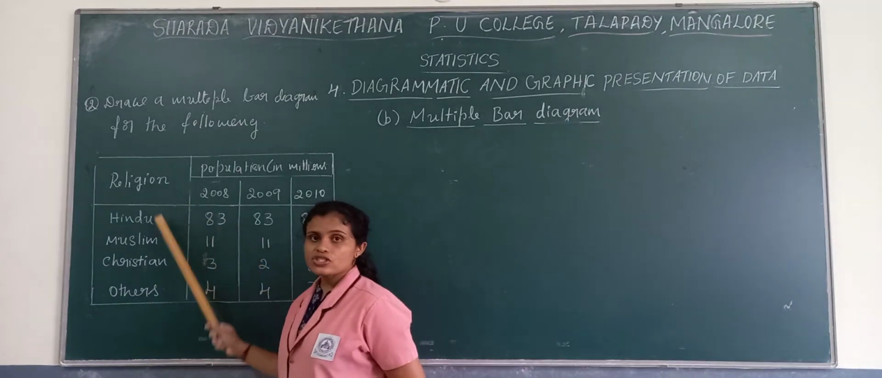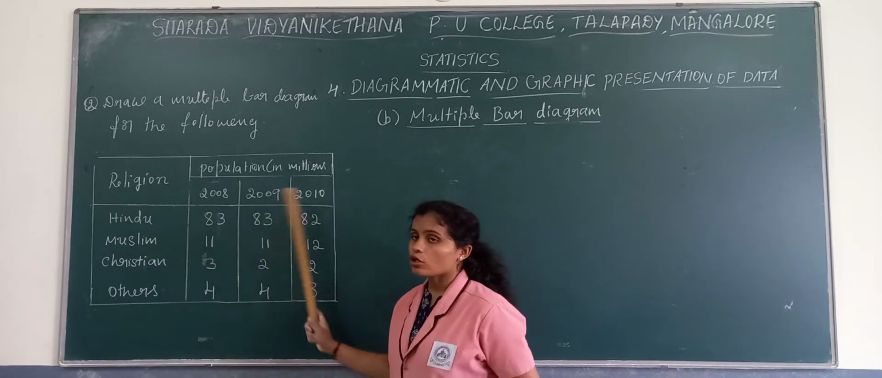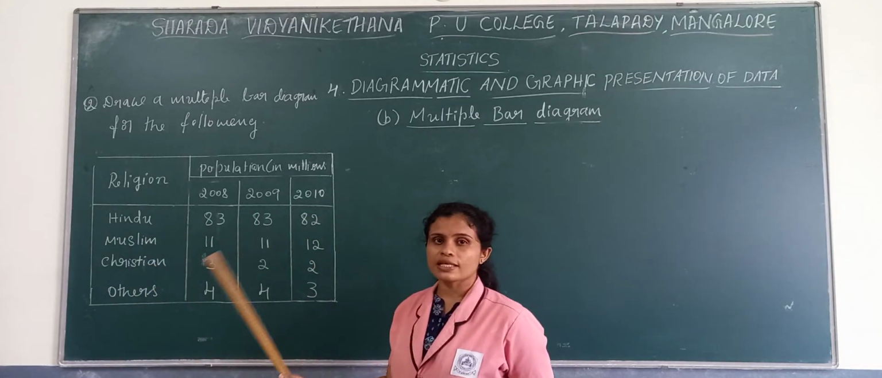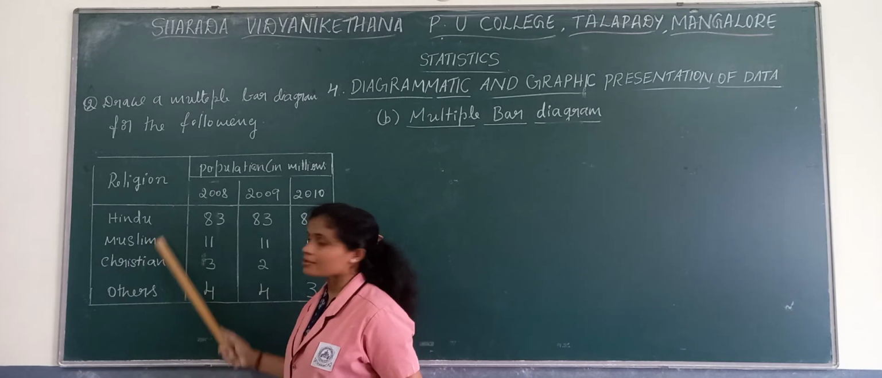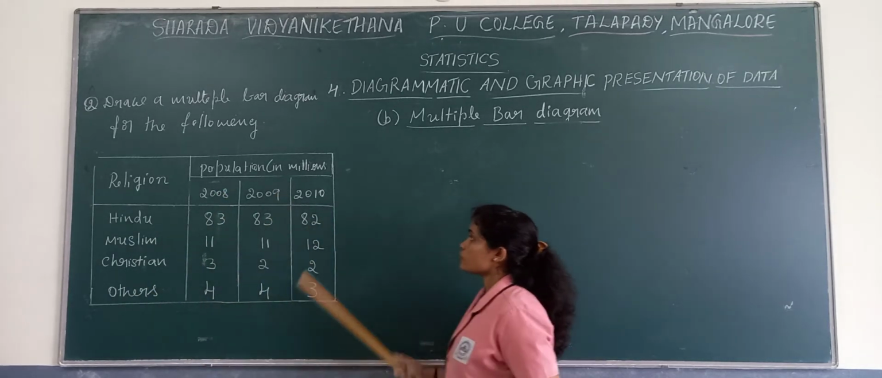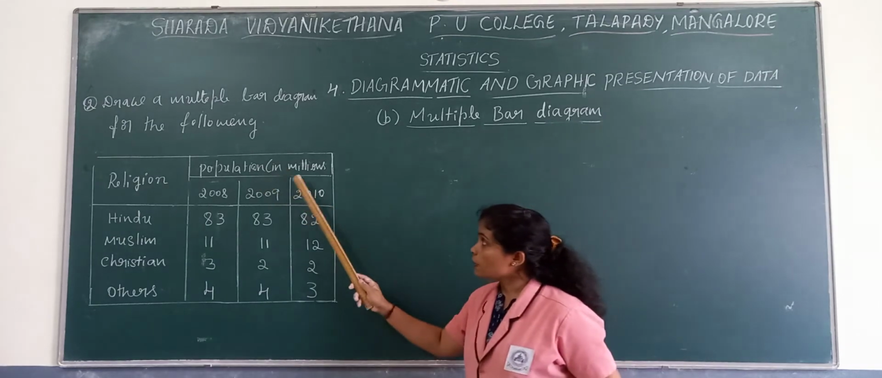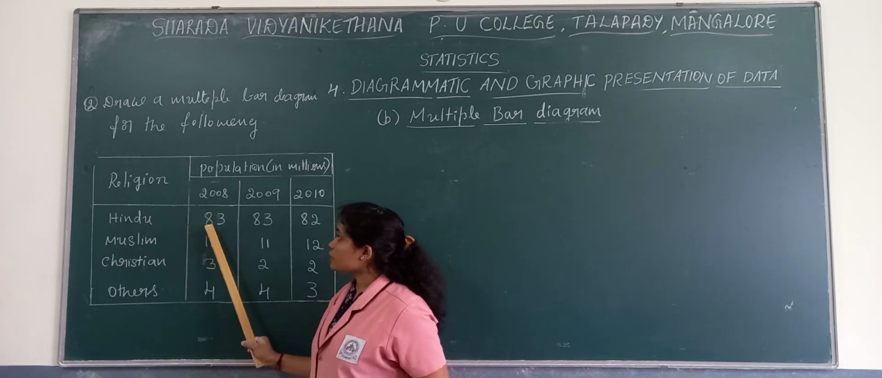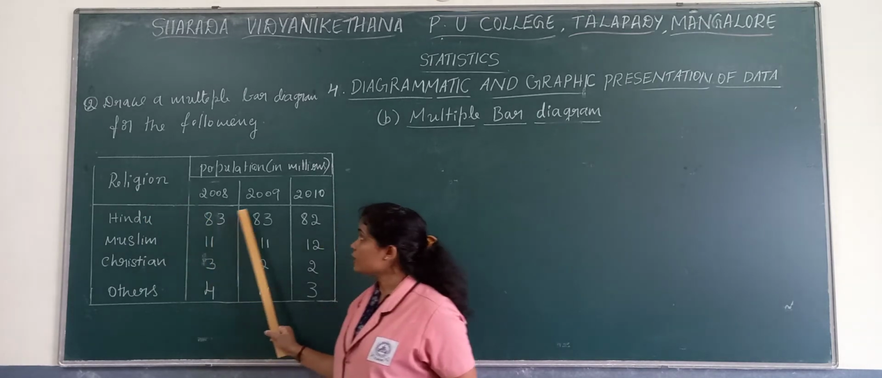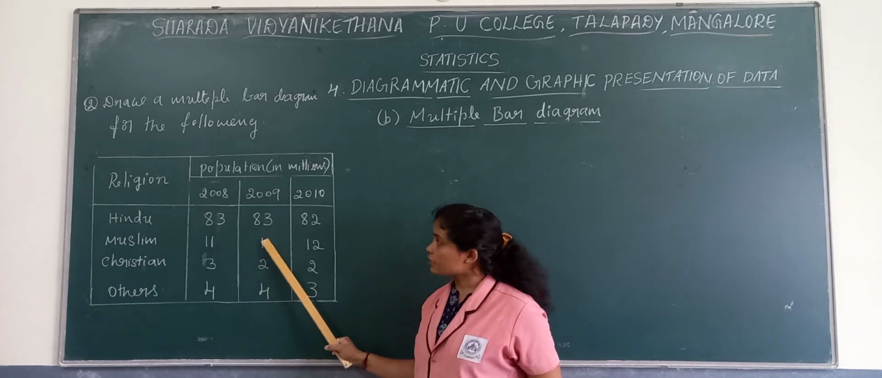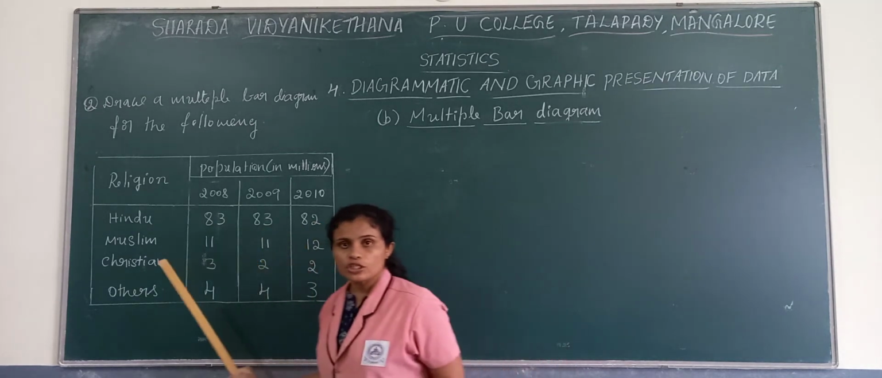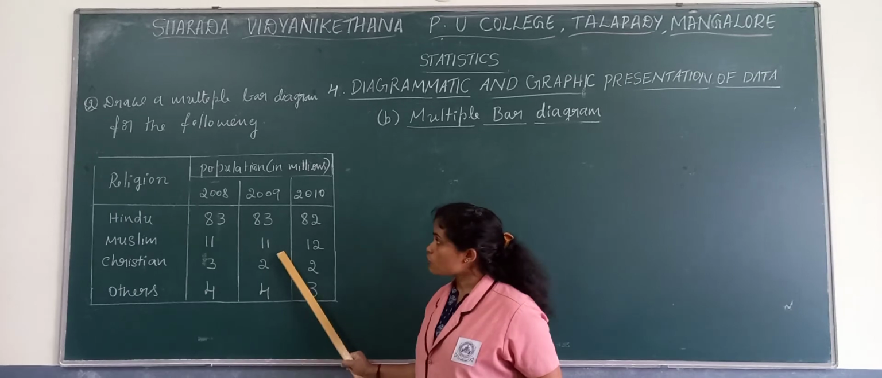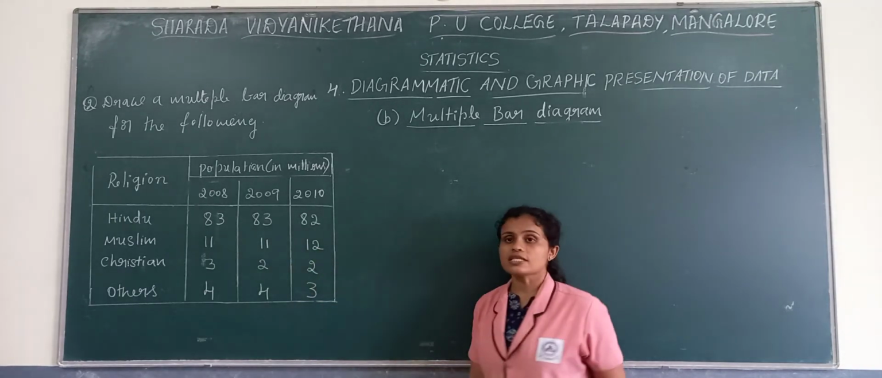Here different religions are given and the population according to different years. The religions are Hindu, Muslim, Christian and other, meaning Sikh, Jain, any other religions. Then 2008, 2009, 2010, with the population in millions. In 2008 the Hindu population was 83 million, in 2009 83 million, in 2010 82 million. And Muslim population in 2008 was 11 million, 2009 11 million, 2010 12 million.